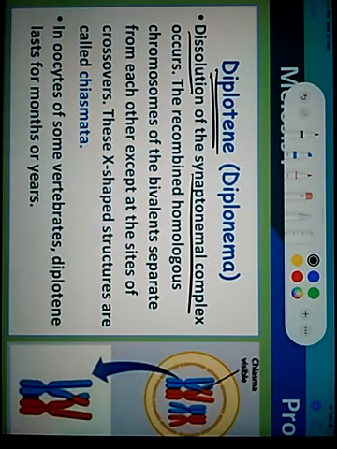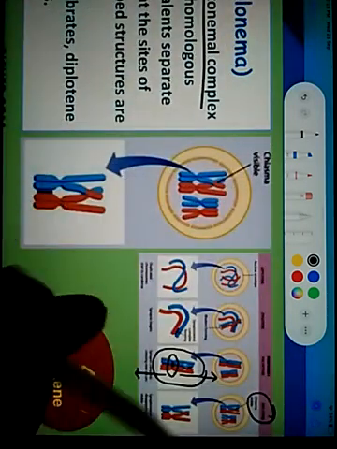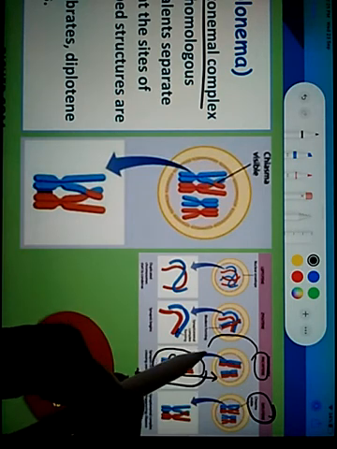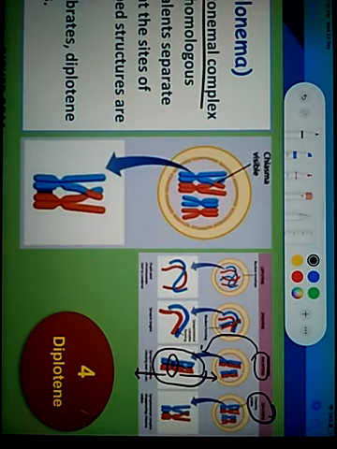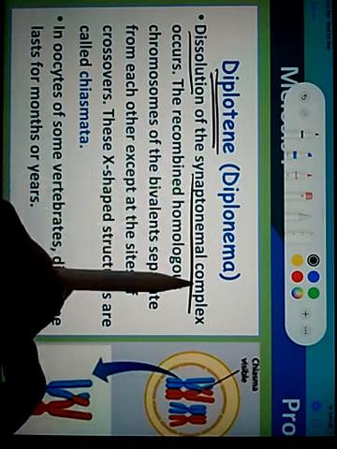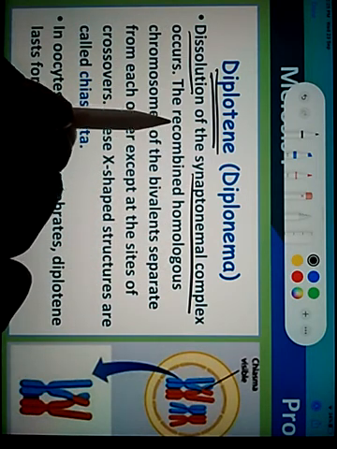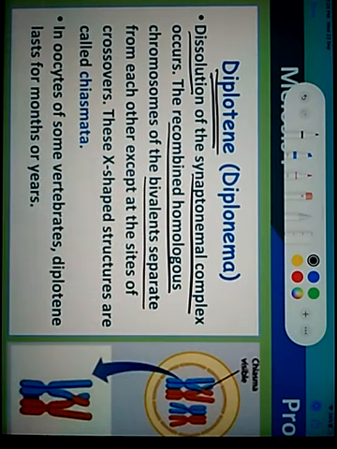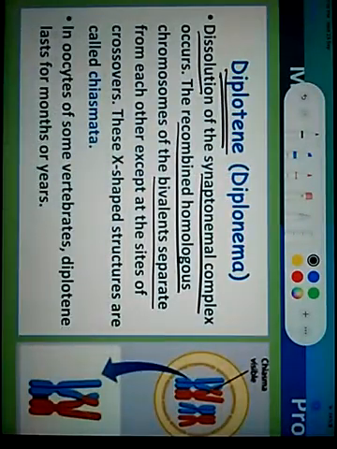Ready? So if you see the speciality, diplotene is dissolution of the synaptonemal complex which was formed in the Pachytene, right? So during Pachytene, whatsoever join between two chromosomes was complexly made is here dissolved. So dissolution of the synaptonemal complex occurs and a recombined homologous chromosome of again bivalent separated. So tetrad was again separated into two bivalent chromosomes. So that is a speciality which is shown by Diplotene.